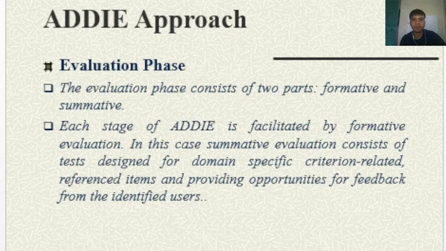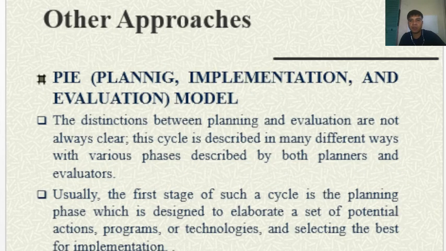And then the other one that I could share with you here is the PIE model, which stands for planning, implementation, and evaluation. So the distinctions between planning and evaluation are not always clear. This cycle is described in many different ways, with various phases described by both planners and evaluators. Usually, the first stage of such a cycle is the planning phase, which is designed to elaborate a set of potential actions, programs, or technologies and select the best for implementation.